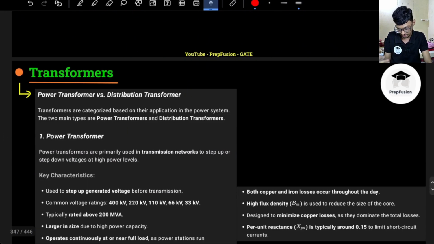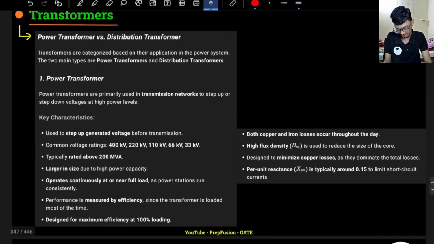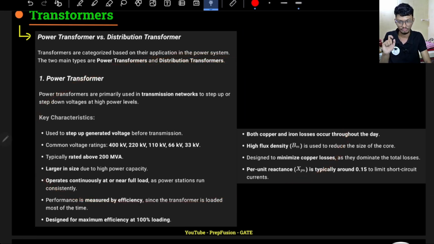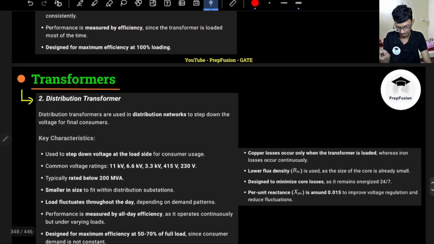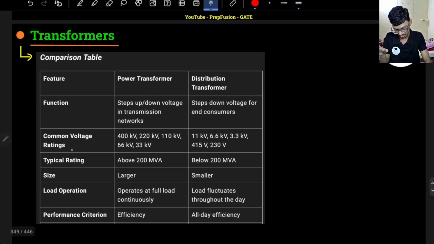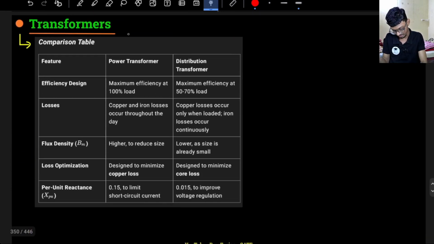Okay, so whatever I had discussed for power transformer and distribution transformer is written over here. Why we use power transformer, why only efficiency is measured for power transformer, and why all-day efficiency is measured for the distribution transformer. All the characteristics are given here. These are the comparison tables of power transformer and distribution transformer. You can go through and read about this.